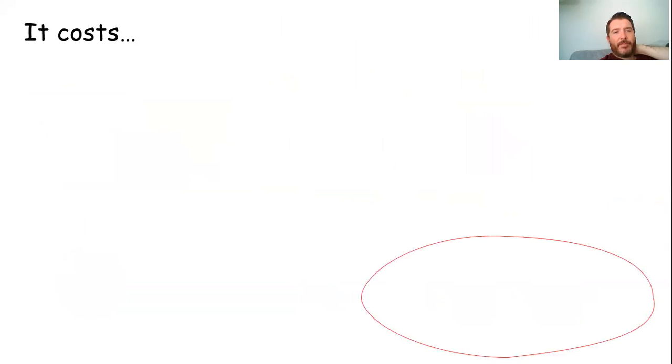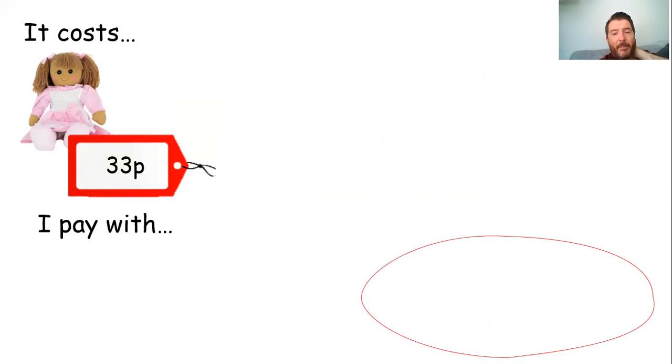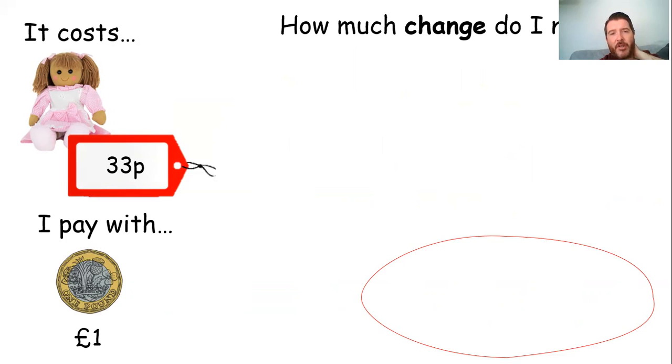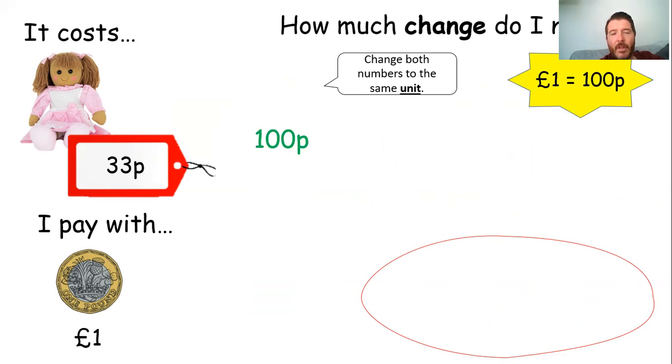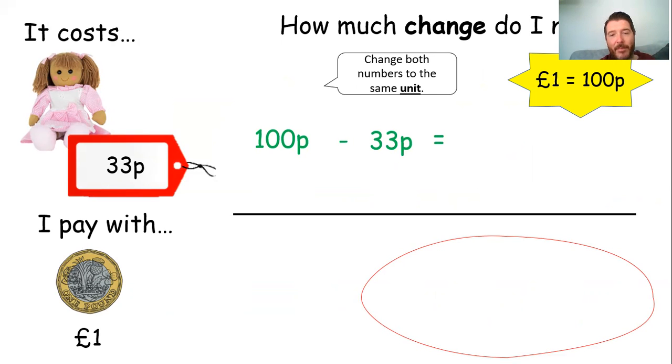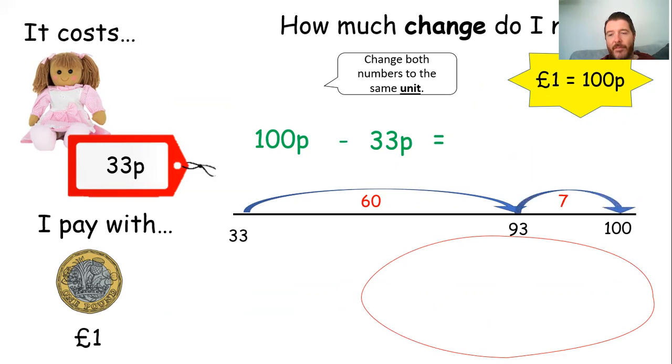Okay, now the next one. It costs 33p. I pay with £1. How much change do I need? Now again, we need to change both numbers to the same unit. So we would change £1 to 100p. 100p take away 33p. Calculate that. I'm going to do it on a number line this time. So I'm going to find the difference. 33 at one end, 100 at the other. I'm going to do a jump from 33 of 60 to 93. Then I'm going to do a jump of 7 to 100. Then I'm going to add those jumps together. 60 add 7 is 67.